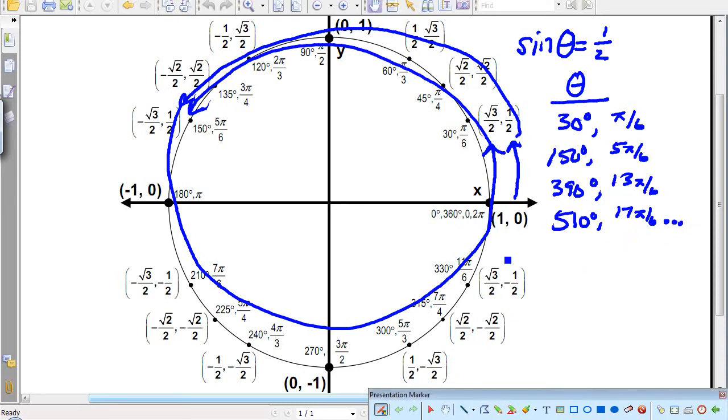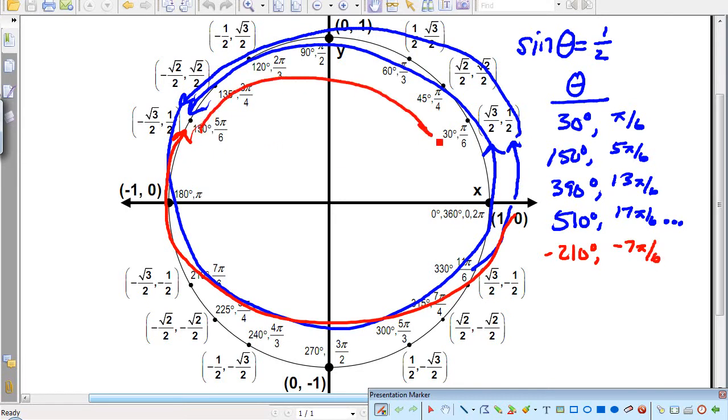However, I could also go backwards around the unit circle. I could go backwards around the unit circle, find myself here, which is not 150 degrees, it's the same spot, but it would be negative 210 degrees, also known as negative 7 pi over 6. Keep going clockwise until I hit this spot, which would be negative 330 degrees, or negative 11 pi over 6, and realize this keeps going around and around and around.